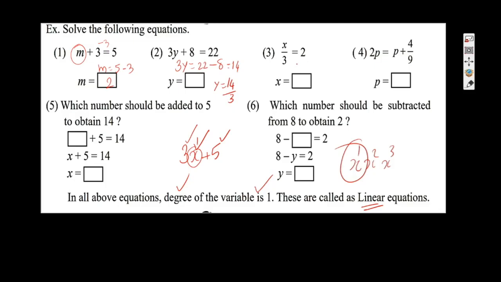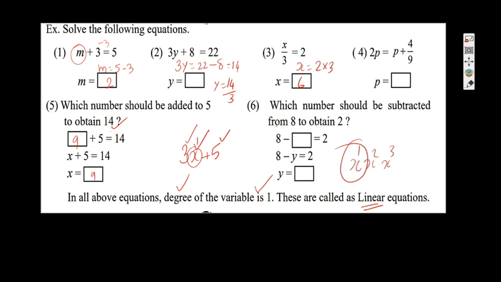X upon 3 is equal to 2. X is equal to 2 into 3, which is equal to 6. So you have learnt this in previous years, how to solve equations having one variable. One variable means one alphabet is there, which is the variable here. X plus 5 is equal to 14. If you are asked to simply write a number which will give 14, 9 plus 5 is 14. Correct? So x becomes 9. X will become 9 over here.